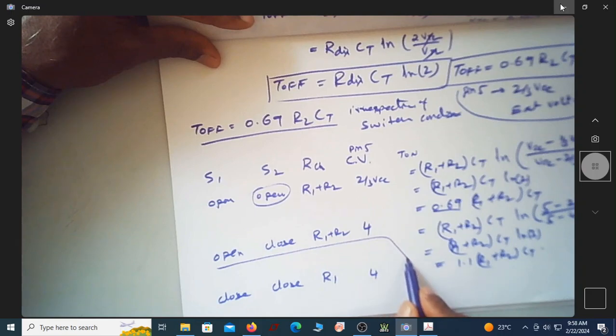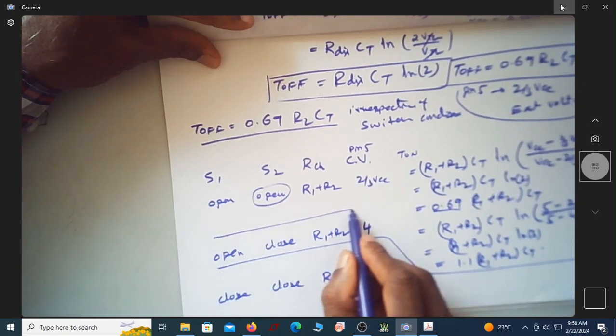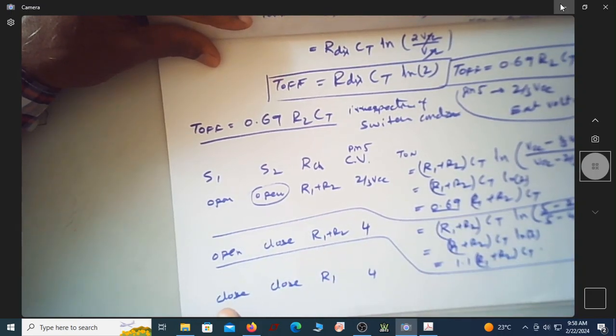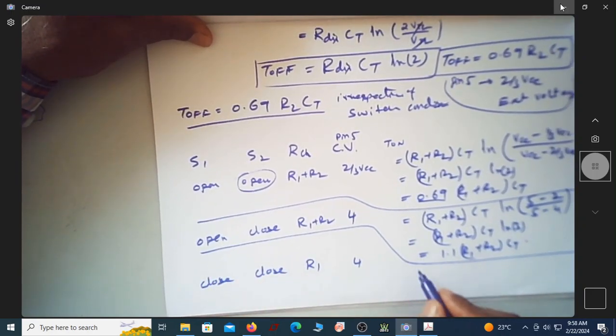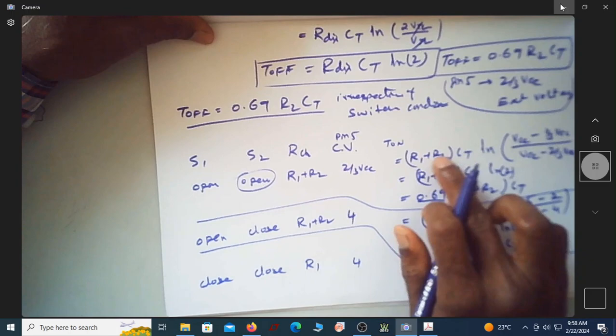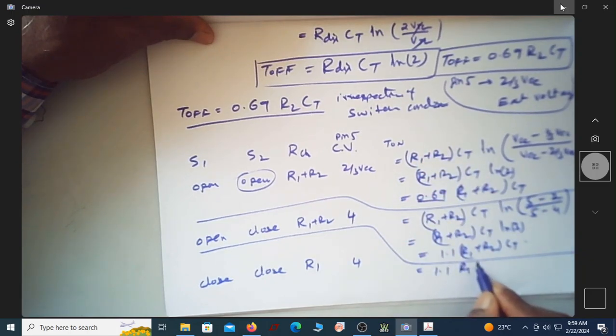So for this, it is fine till this is okay. When you have this closed, because of this 4, I should get this ln as 1.1. Because of this R1, this charging resistance will become simply R1. This is CT. So this is the expression for this.